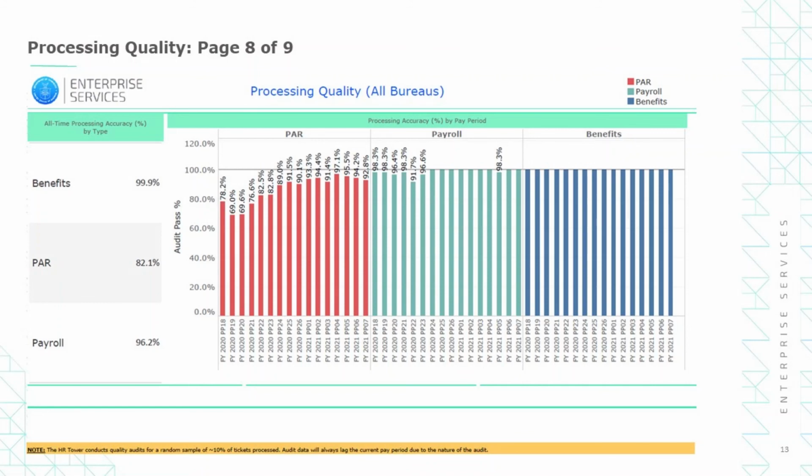In this slide, customers can track the overall processing quality for PAR, payroll, and benefits actions for all bureaus. The panel to the left displays the aggregate processing accuracy for all bureaus. The graph to the right displays the aggregate processing accuracy by each pay period, with individual percentages at the top of each bar. This data is based on a 10% quality assurance audit conducted on a bi-weekly basis to improve timeliness and processing quality.